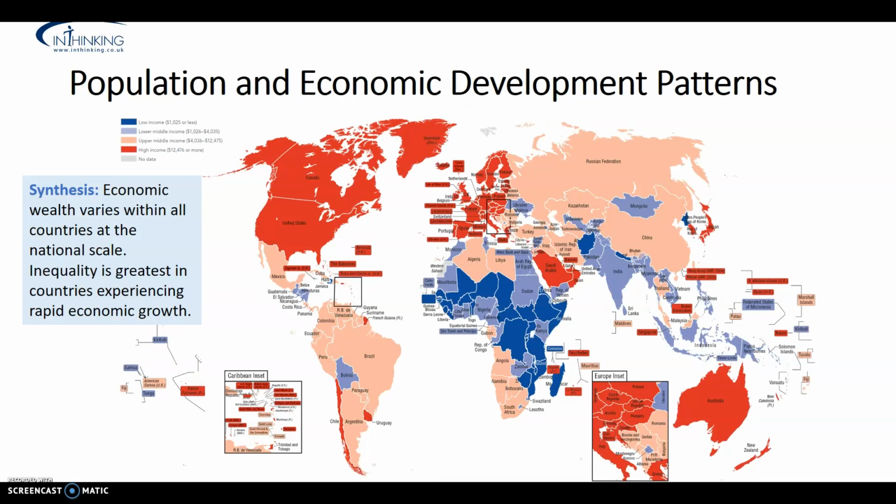But what we do see on this map is that there is a high concentration of low-income countries in sub-Saharan Africa. If we combine that with the lower middle-income countries, predominantly sub-Saharan Africa and Southern Asia region fit into this level of development.